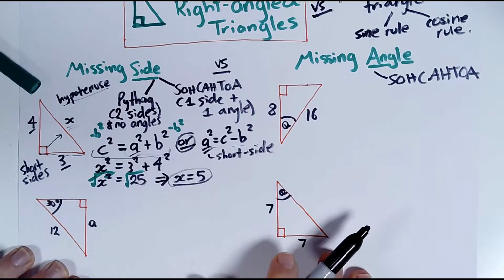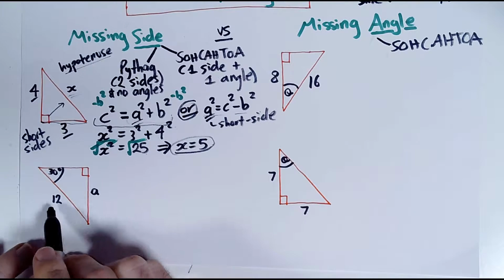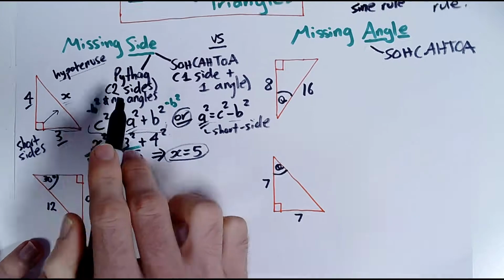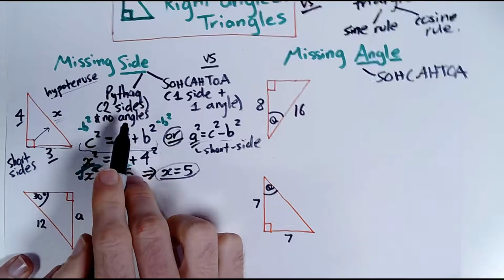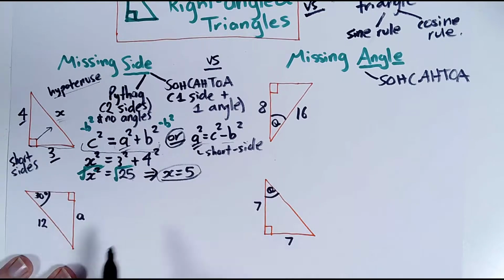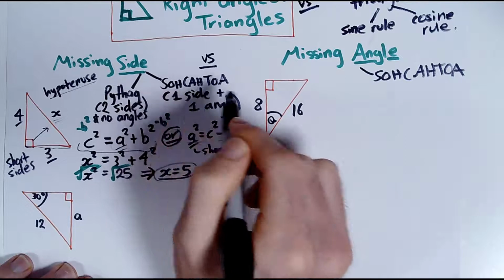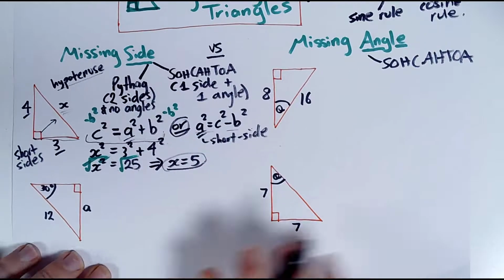Okay, what about where you're finding a missing side where you're given one side and one angle? Well, we don't use Pythag. Pythag is no good to us unless we know the two other sides, such as in this example. Here, because you're given an angle and a side, we use a method called SOHCAHTOA. Now let me explain SOHCAHTOA briefly.